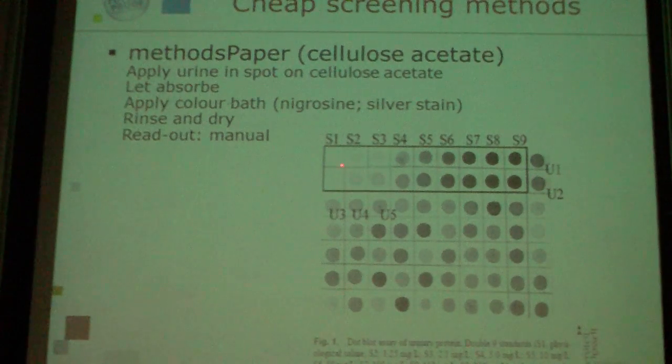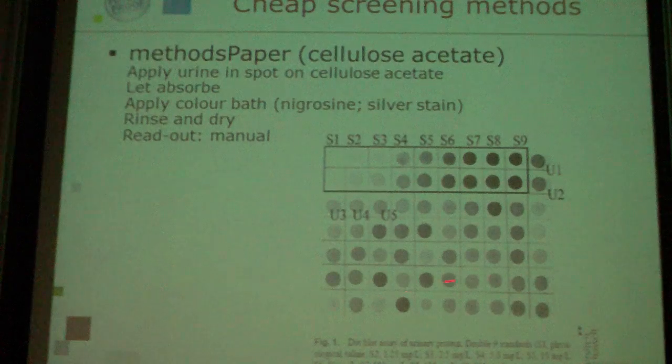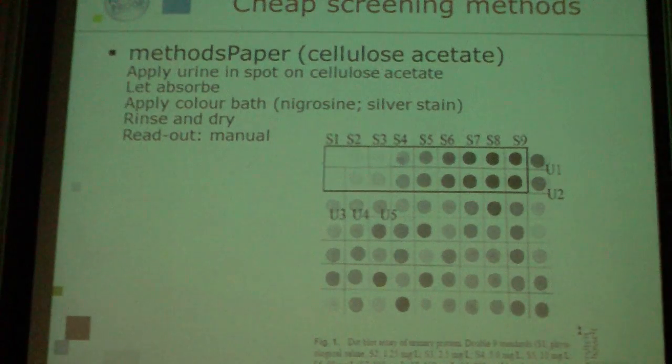And you can see here, if, for instance, this is 20 milligrams per liter, you can see which patient has kidney damage and which one you should follow up. So this is a cheap and very fast method also.